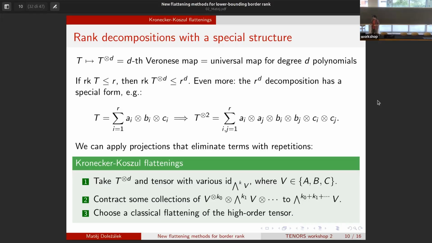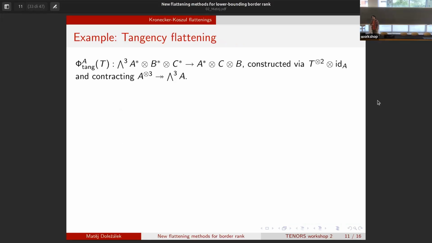And so let me actually jump straight into our most successful example, and that's what we call a tangency flattening. Now, let me let the name be a bit of a mystery for a while, and I will come back to it later. But this comes about by taking the second tensor power and tensoring within an identity on A.